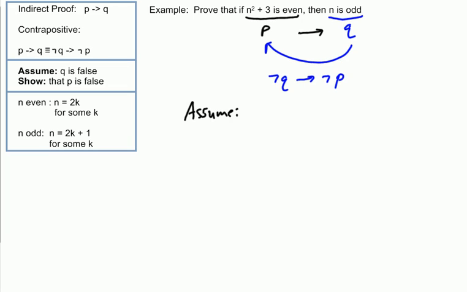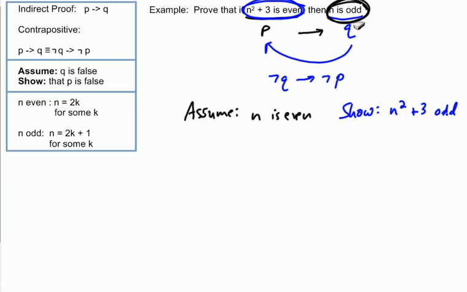We're going to assume not Q. Now Q is over here, n is odd. Not Q would mean n is even. And I know I'm mixing up the colors a little bit here, but we're going to show over here that n squared plus 3 is even. Right? Not P would be that n squared plus 3 is odd. Okay? So now we're going to go from n is even to n squared plus 3 is odd, and that's going to be just as good as showing that if n squared plus 3 was in fact even up here, then n would be odd.